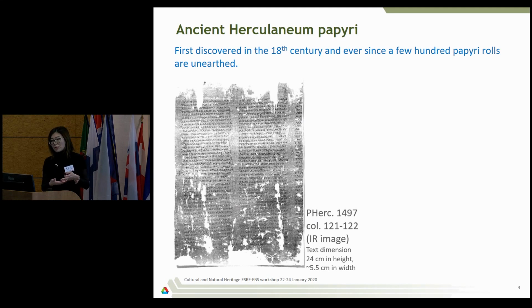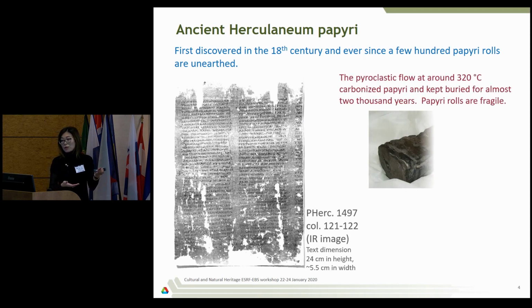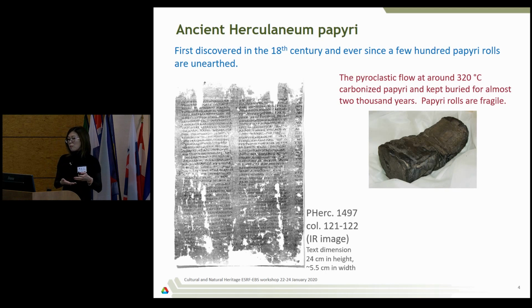The conventional way to study these papyrus rolls is to physically open them and to read the content inside. However, this is a successful example of unrolling papyrus. For most cases, it's impossible to avoid damaging them by physically unrolling. This is because the temperature of the pyroclastic flow can reach up to 300 degrees. So once the flow flooded this area, that immediately carbonized these papyrus rolls, made them extremely fragile.